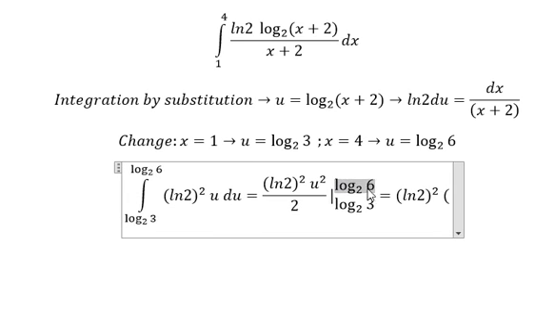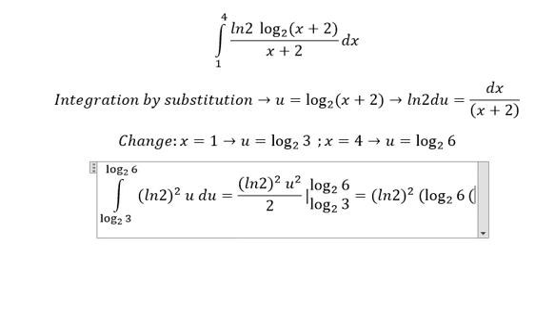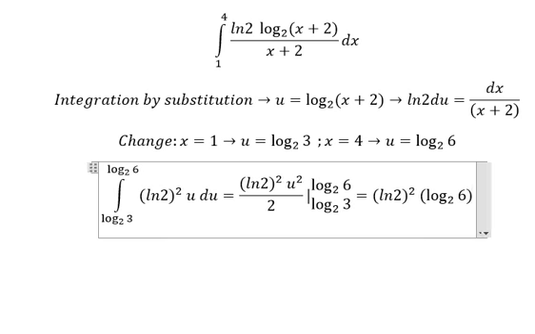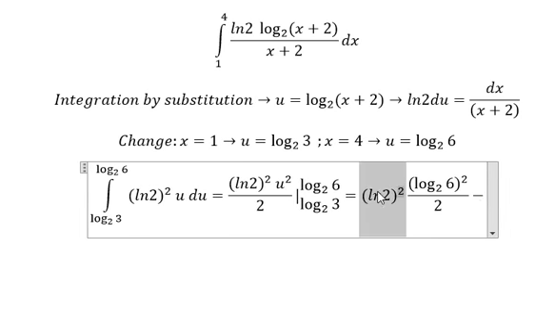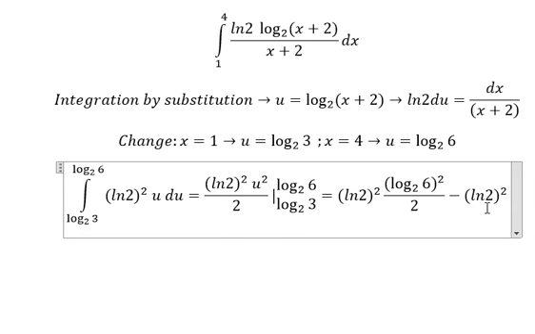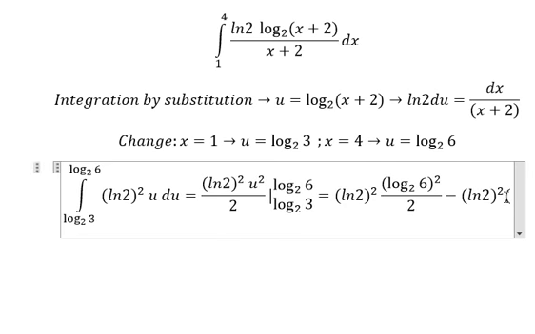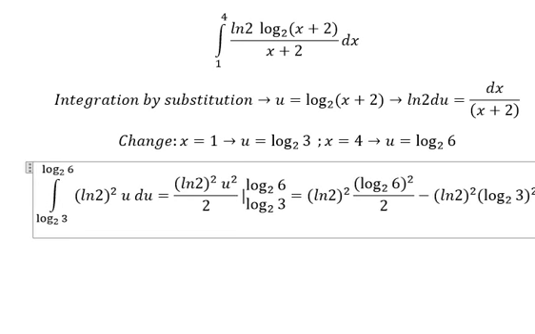This one go in here to the power of 2 over 2 minus ln 2 square multiply with this one to the power of 2 over 2.